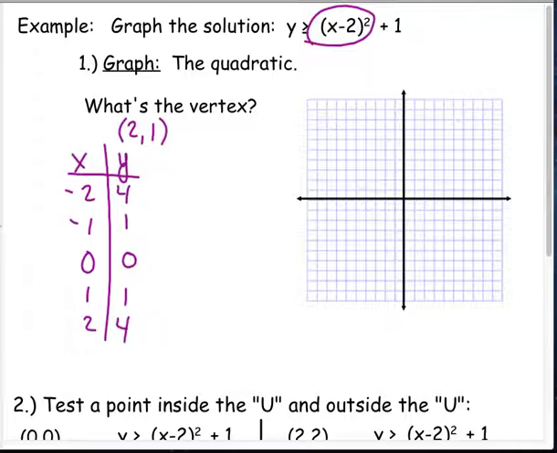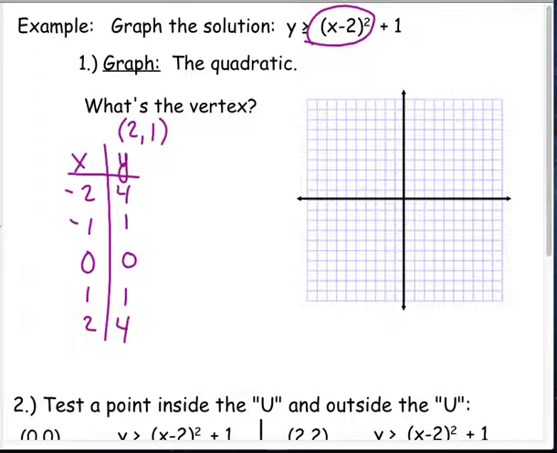If there were a coefficient in front of my binomial squared, then you could make a t-chart, pick two values on either side of the vertex. So for example, because 2 is our vertex x-coordinate, I would use 0 and 1, and then I would use 3 and 4. So two values smaller, two values bigger, and just make the t-chart, substitute into the equation, and graph from there.